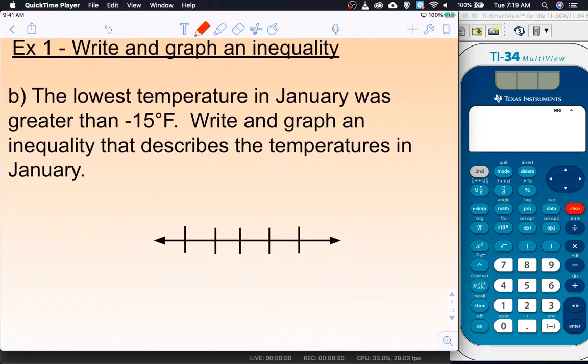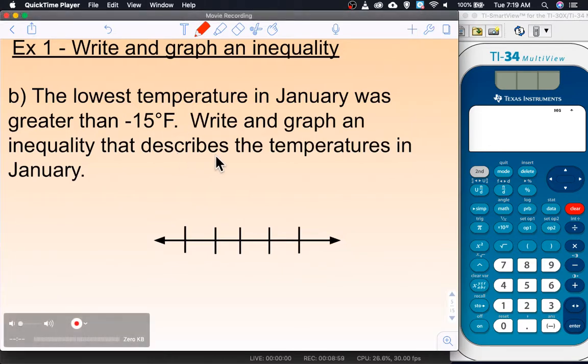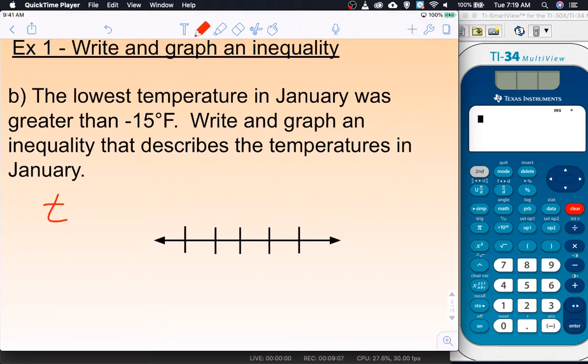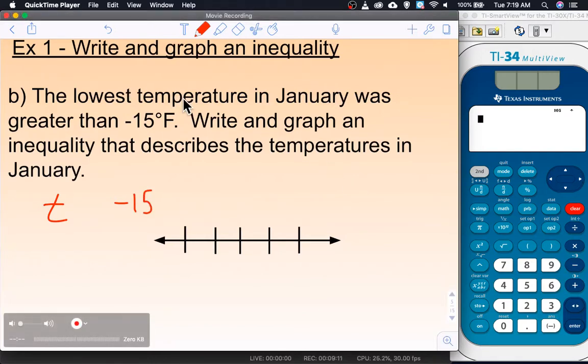Letter B. The lowest temperature in January was greater than -15 degrees. Write and graph an inequality that describes the temperatures in January. Okay, so the temperature is something with -15. The lowest temperature in January was greater than -15. So it's just straight up greater than. Temperature is bigger than -15. Greater than. Less than looks like an L. This is a greater than.